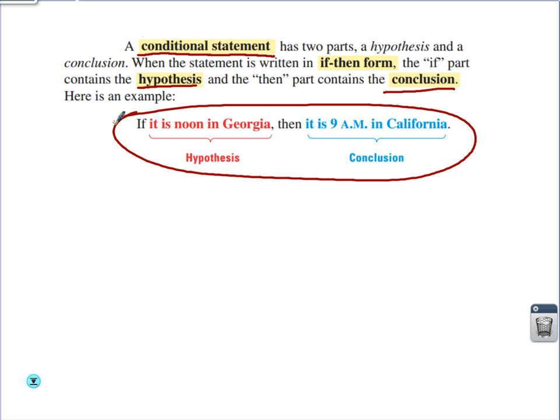If it is Monday, then I'm going to wear my bow tie. Okay? The condition is being Monday, then what's going to happen? I'm wearing my bow tie. If it is noon in Georgia, then it is 9 o'clock in California. Each conditional statement has a hypothesis. The hypothesis is the if part. Each conditional statement also has a conclusion. That would be the then part. If you remember in science, a hypothesis is like an educated guess. If this is going to happen. Okay, that's your if part. The conclusion is what happens as a result. That would be your then part.